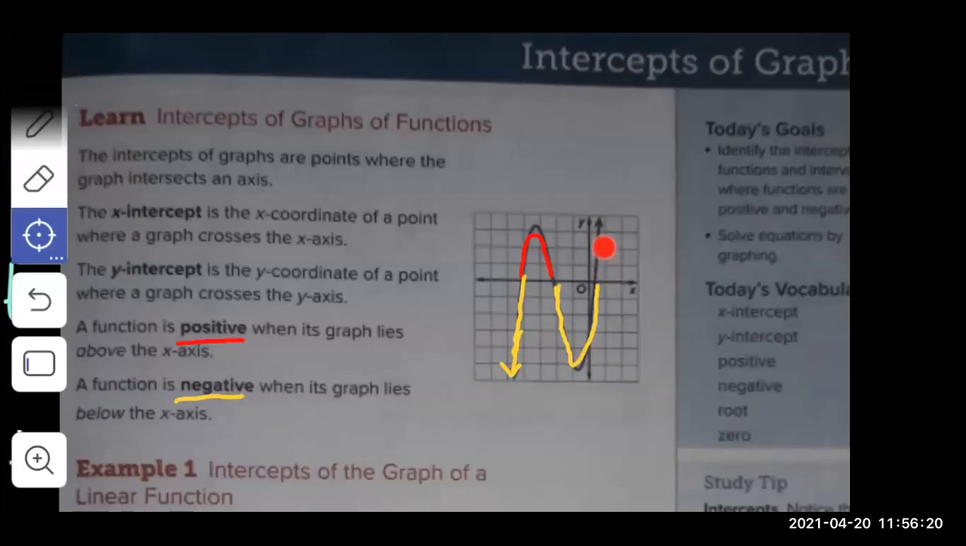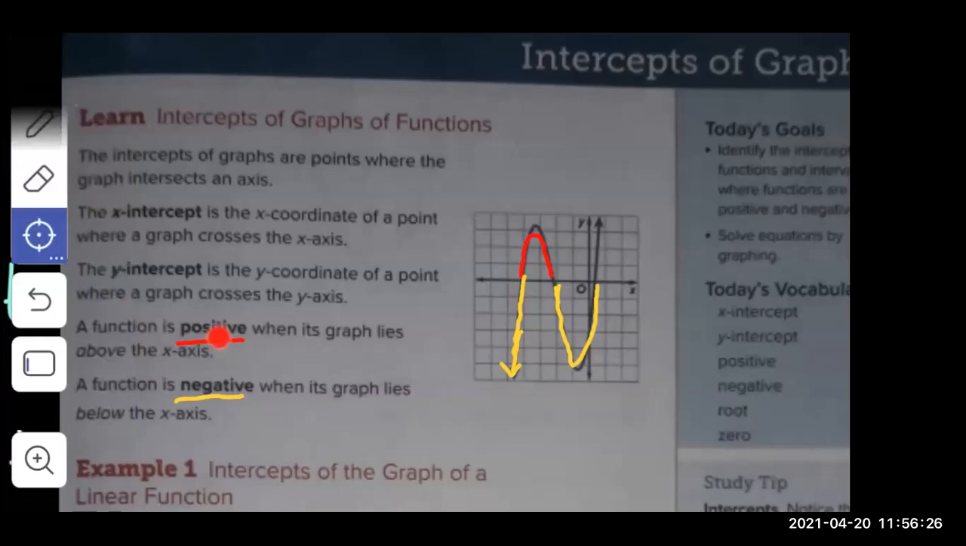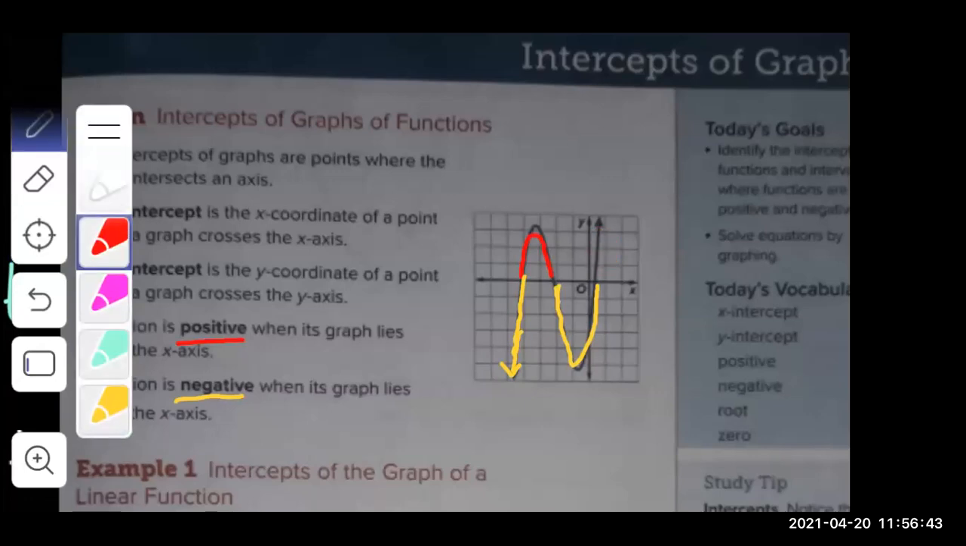And this segment, guys, of the graph is positive or negative? Positive if the graph is above, is arriba, is sobre the x-axis. And it is negative if it is below the x-axis. Red or yellow? Yes, it's going to be red.